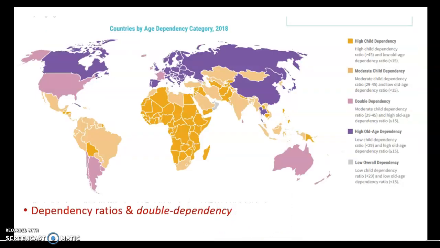This map shows us double dependency countries and countries with high dependency ratios. You'll see that the United States falls into that double dependency, where we have a number of young kids and we also have a growing old age population. Other countries like Canada, Russia, and China have high old age dependencies, while many countries throughout Africa have a high child dependency ratio, but if they open their economy and continue to grow, they're going to hit that demographic dividend this century. They're going to experience that economic boom.